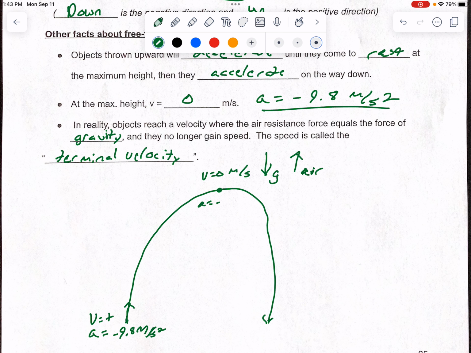And my acceleration is still going to be negative 9.8 meters per second squared. And when I reach the bottom, my velocity is going to be negative, and my acceleration is still going to be negative 9.8 meters per second squared. Okay, so that's just showing you how gravity is not changing.